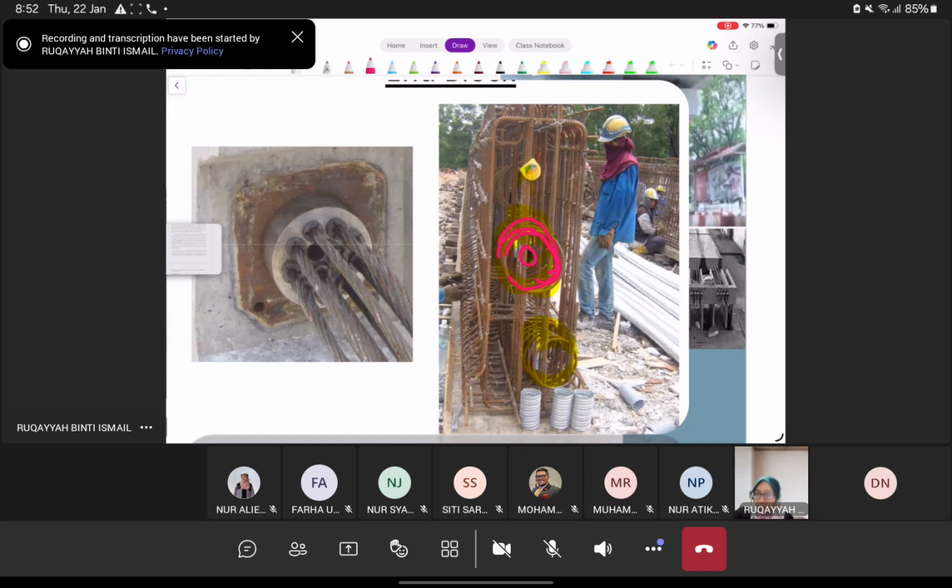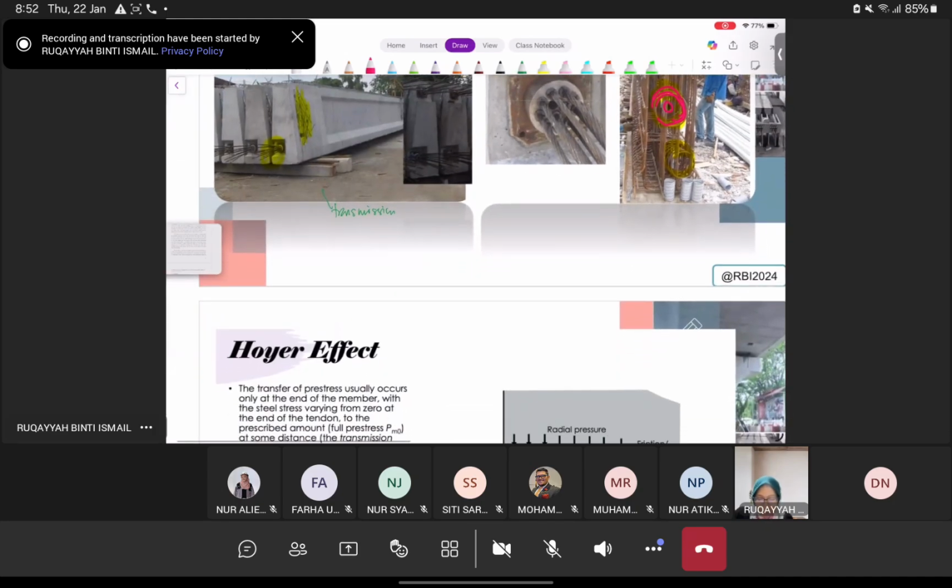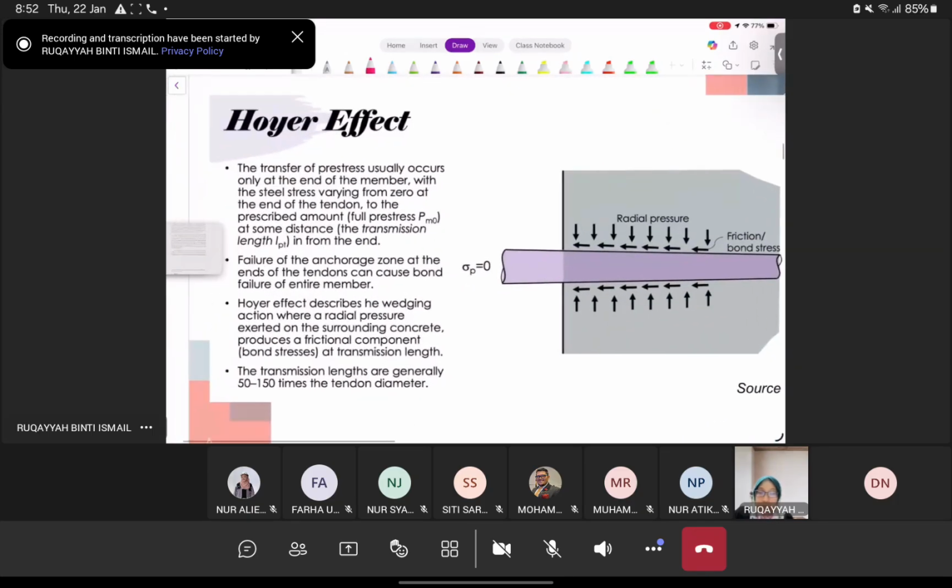It could be a circular type. It really depends on the design and how critical the end block condition is that we want to design. Okay, so all this behavior is happening due to the Hoyer effect.